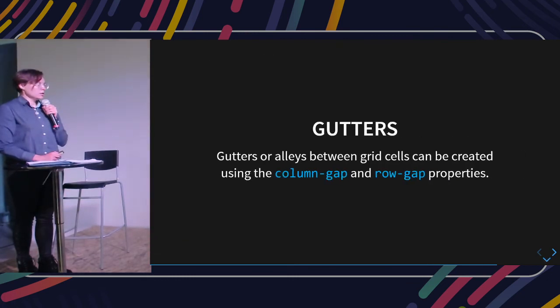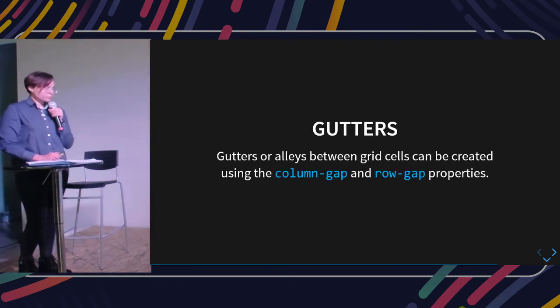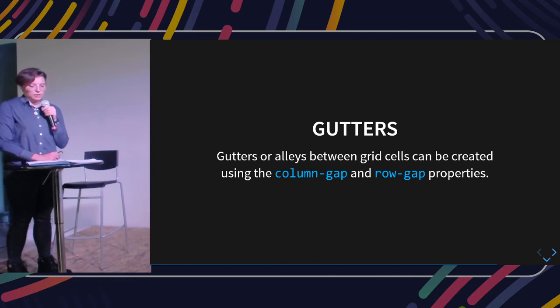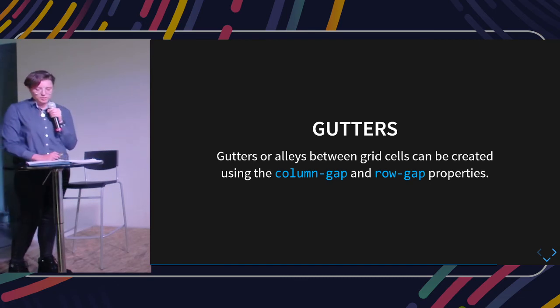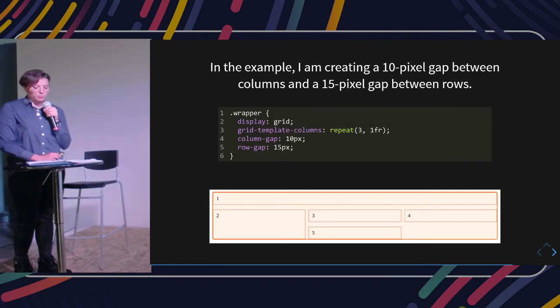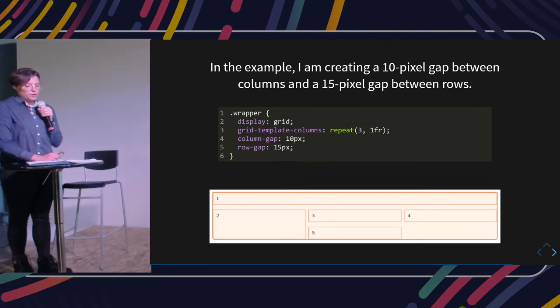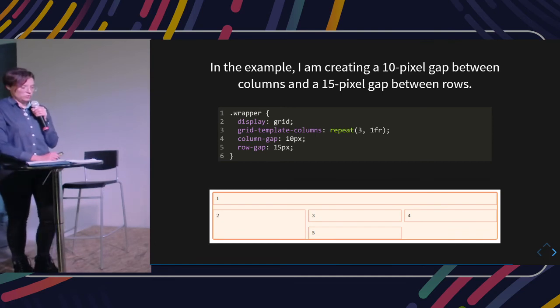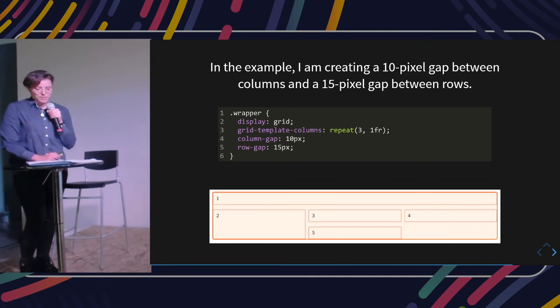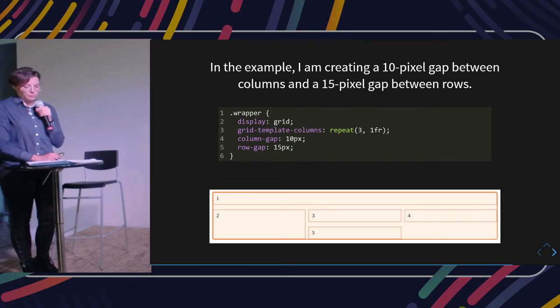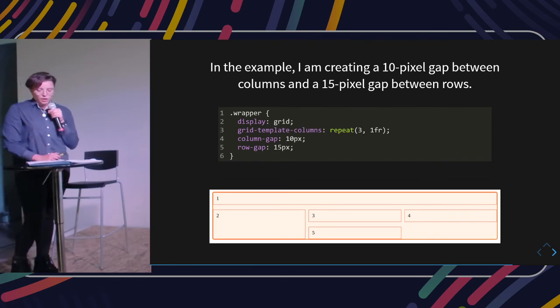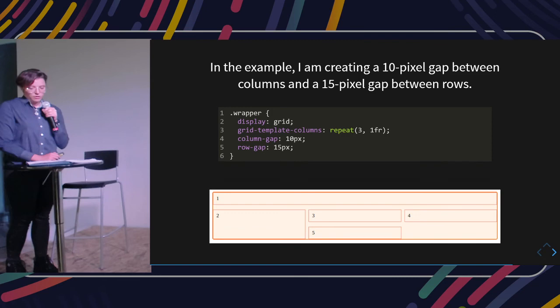Also, we can add gutters to our grid. Gutters or alleys between grid cells can be created using the column-gap and row-gap properties. In the example, I am creating a 10 pixel gap between columns and a 15 pixel gap between rows. Gaps act for size and purpose like a regular grid track. But you can place anything into a gap.